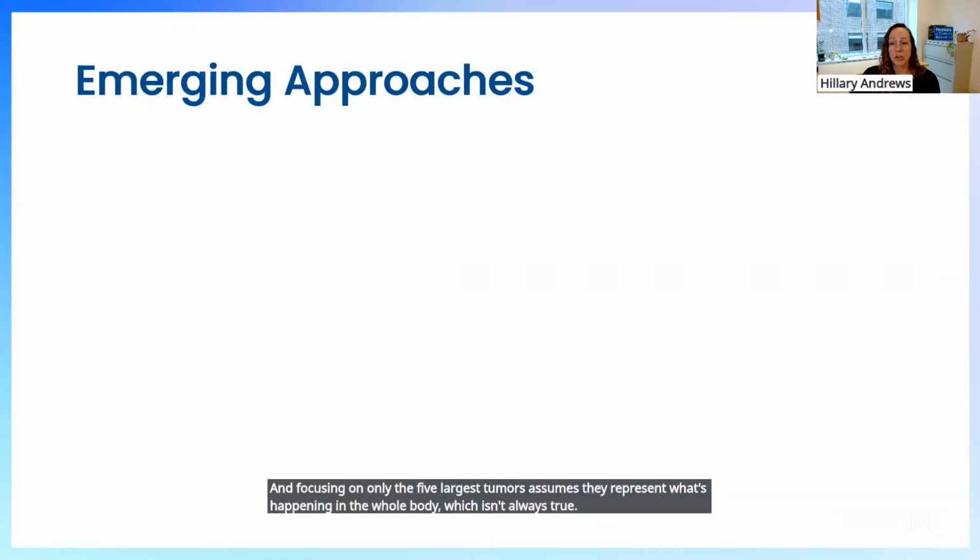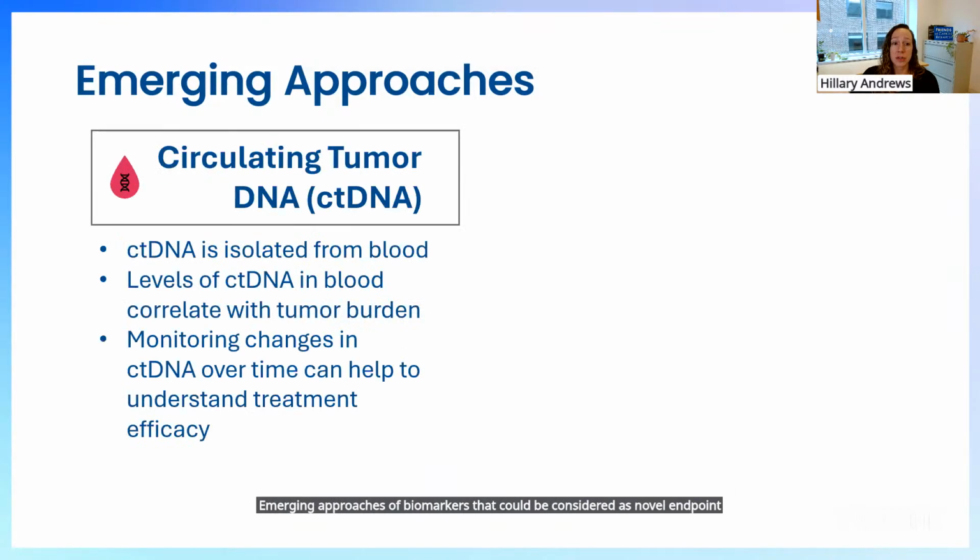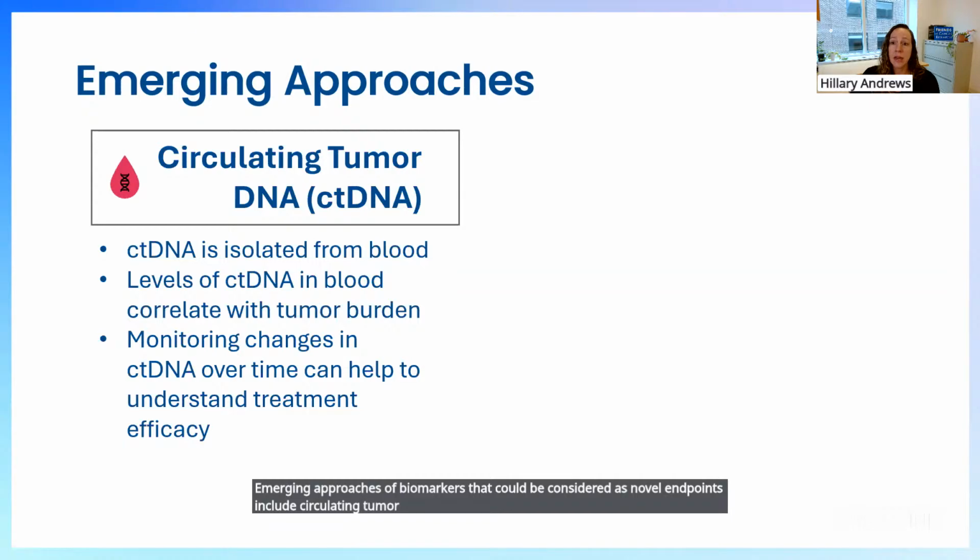Emerging approaches of biomarkers that could be considered as novel endpoints include circulating tumor DNA, or ctDNA, which is isolated from the blood. Levels of ctDNA in the blood correlate with tumor burden, and monitoring changes in ctDNA over time can help to understand treatment efficacy.